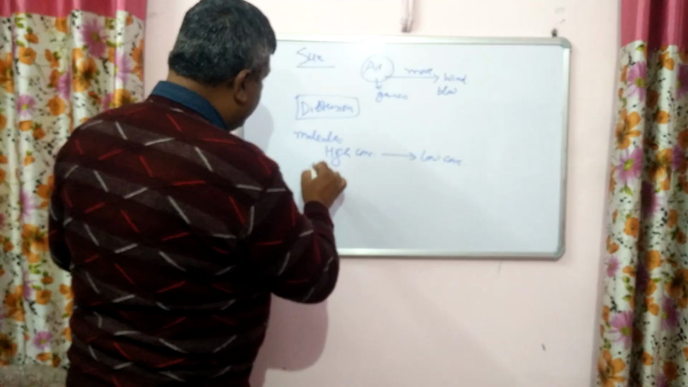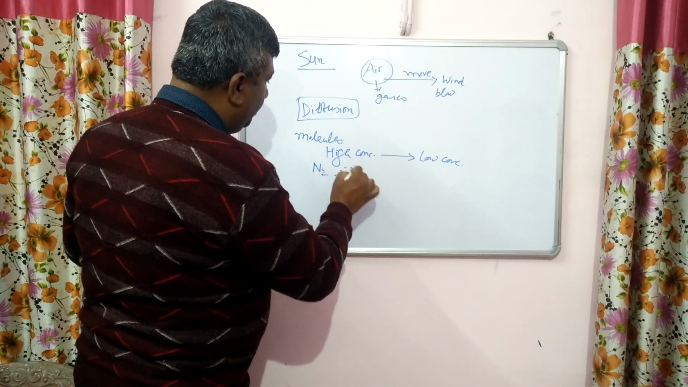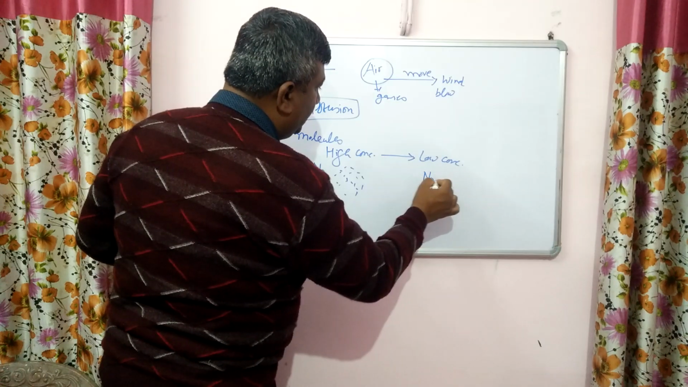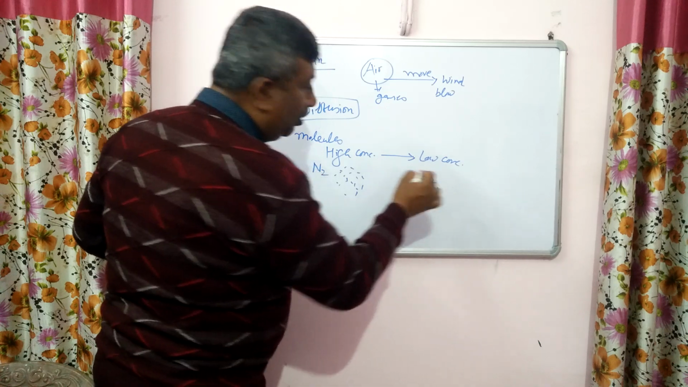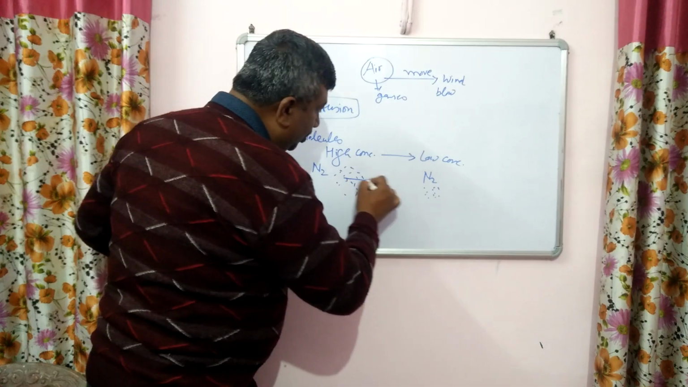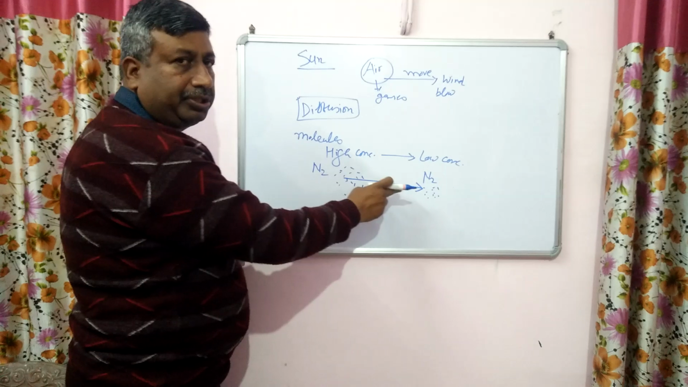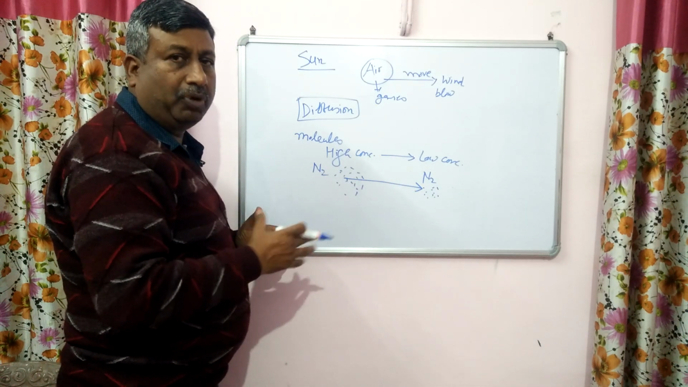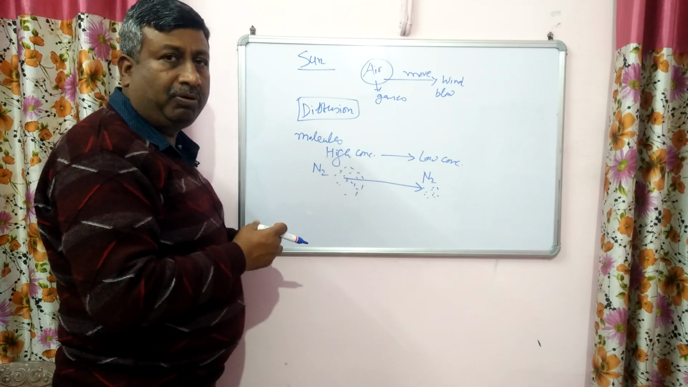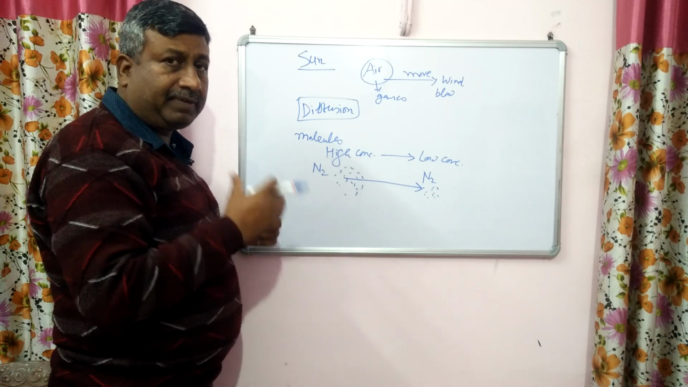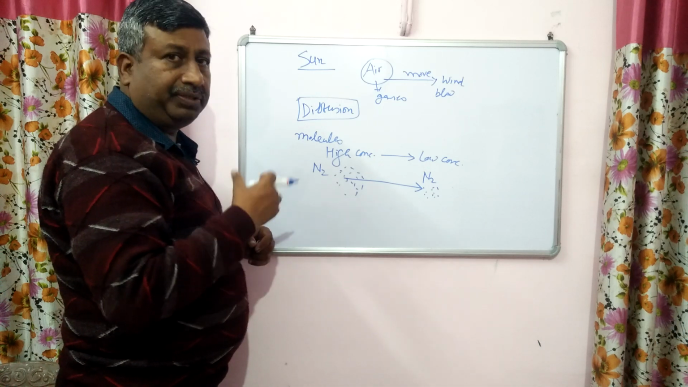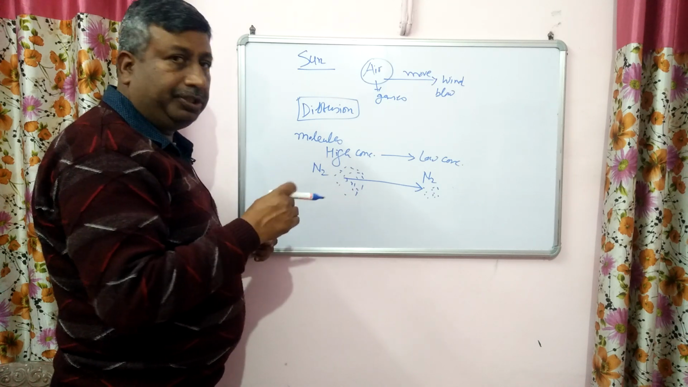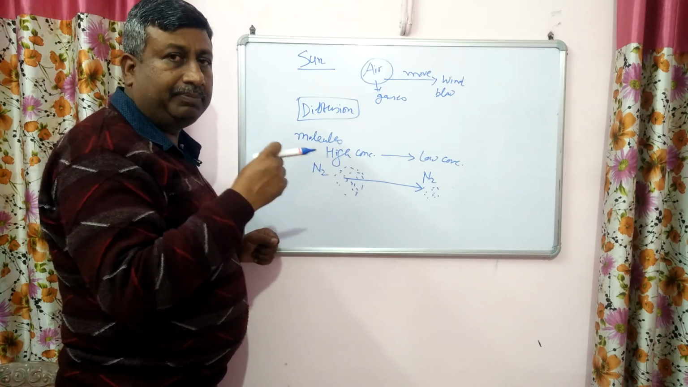For example, nitrogen gas is here and many molecules are present here, and nitrogen gas is also present at this location, but only a few molecules are present. Then these molecules will move from this direction to this direction to balance the number of molecules. So to maintain equilibrium, diffusion takes place. It is a very important process. By diffusion, molecules move, and this movement energy is due to the random thermal motion of molecules.